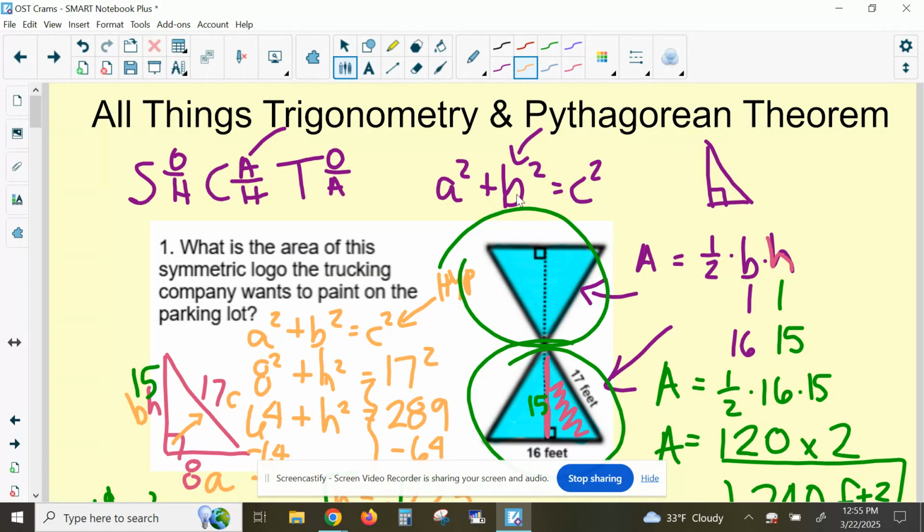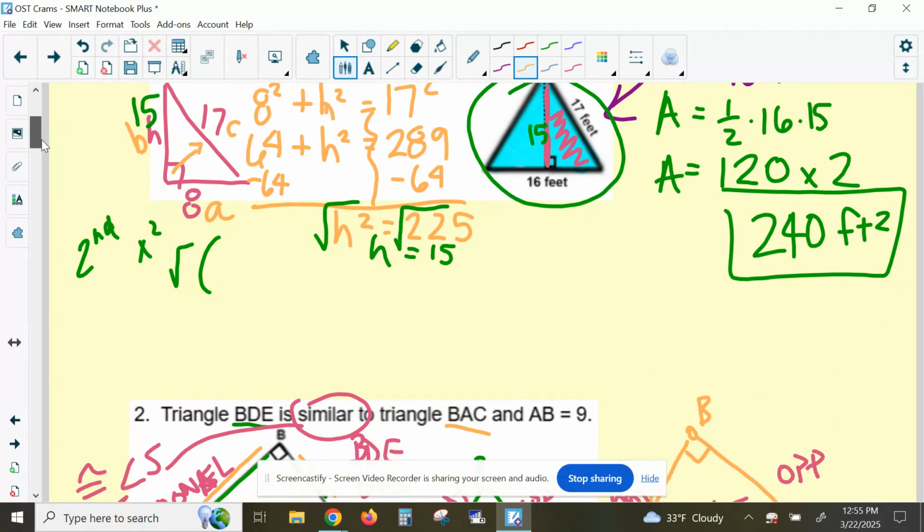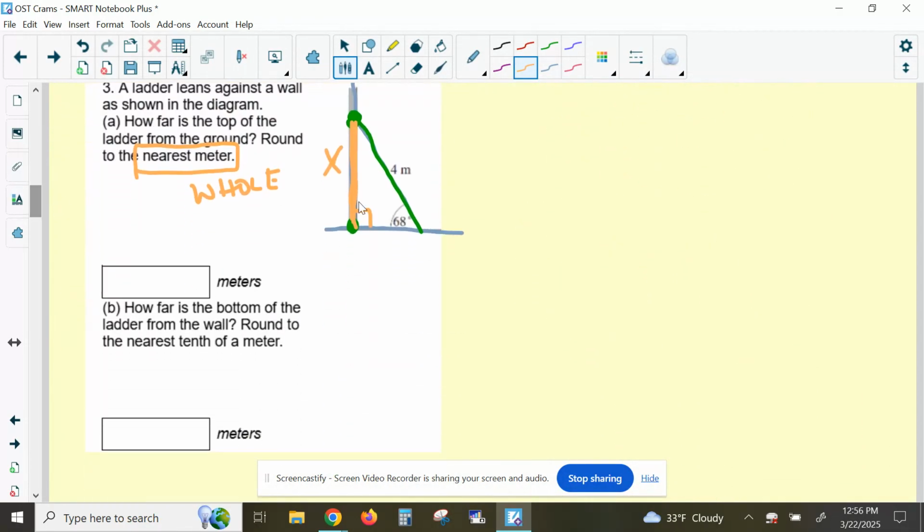If you have two sides and you want the third side, you're going to use this. If you've got some angles and a side, you're probably going to use trig. Now for this one, I've got an angle and a side, so I'm going to use trig. So I'm going to use SOHCAHTOA. Okay, so let's take a look.